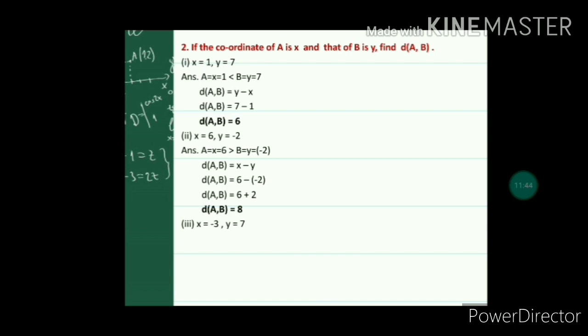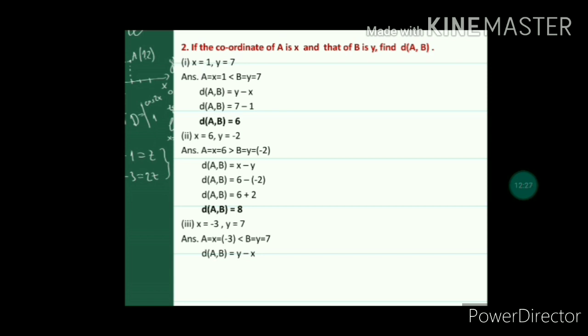Next example is, here x is equal to -3, y is equal to 7. Means coordinate of A means x means -3 and coordinate of B means y means 7. Here A is equal to x equal to -3 is less than B is equal to y equal to 7. Means -3 is less than 7.